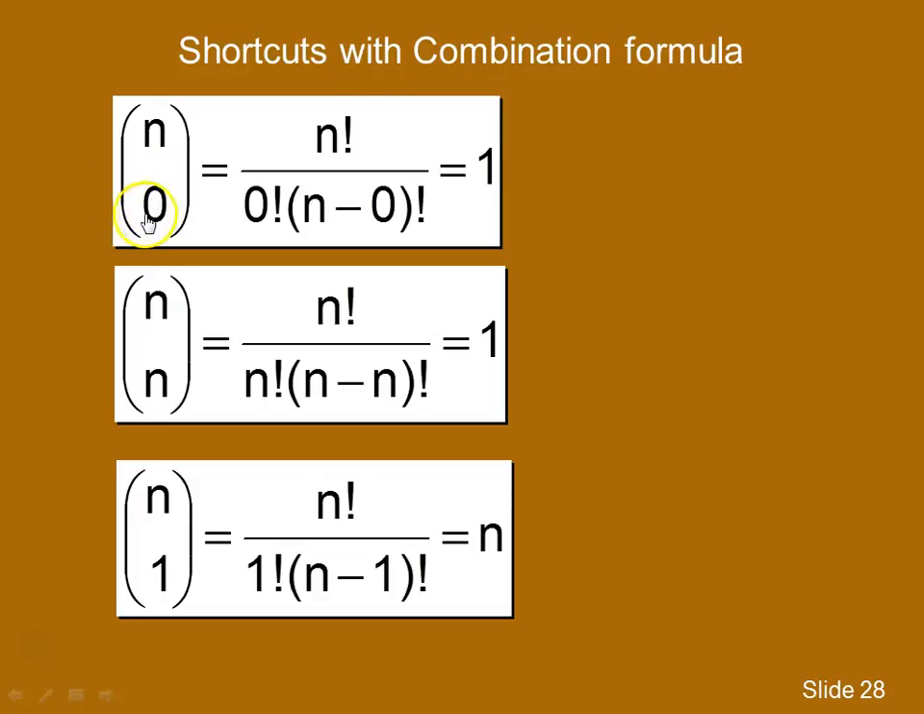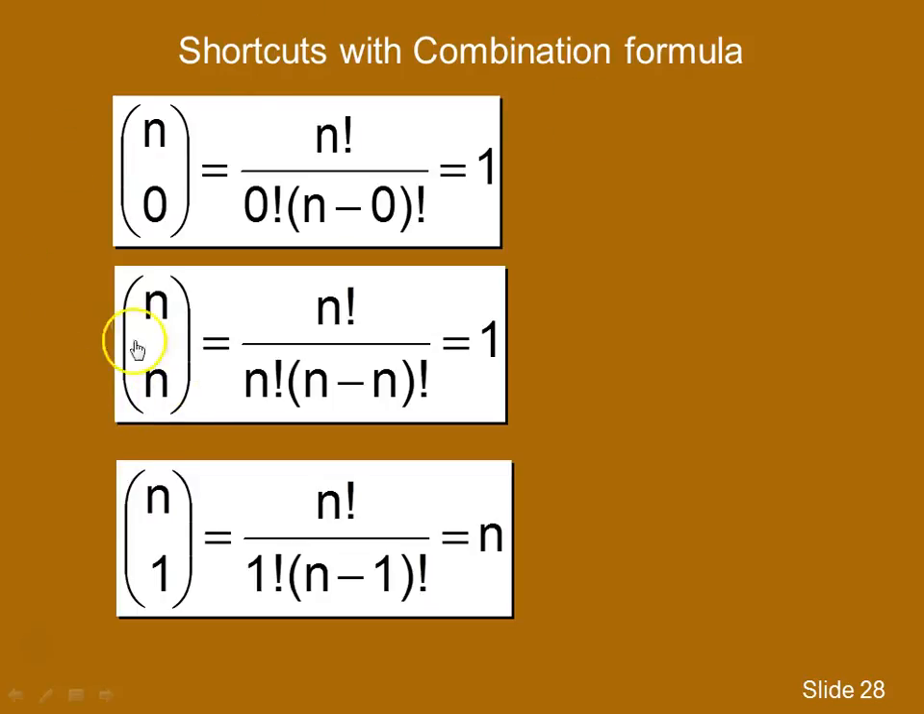Anytime you have a 0 down here, that is, you want how many ways can you get 0 successes in n trials, the answer is going to be 1. If you think about it for a moment, how many ways can I get no successes? That means they all have to be failures, and there's only one way that could happen. If I'm flipping a coin 5 times, how many ways can I get no heads? There's only one way. You got all tails.